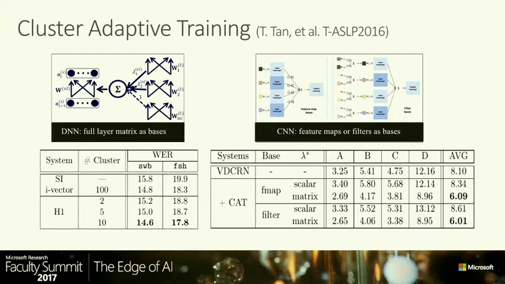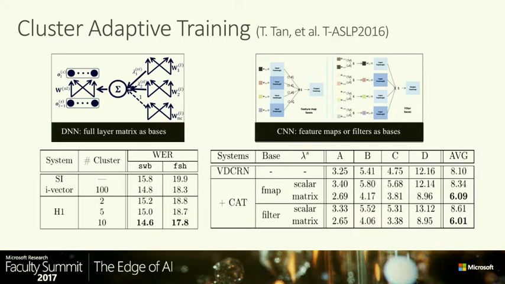In this method, multiple bases are formed to construct the canonical parametric space. For example, we can use layer weight matrices as the basis in DNN, and feature maps or filters as basis in CNN. During adaptation, we only need to estimate the interpolation vectors to combine the different bases to form the final adapted model. Since we only need to predict and update the interpolation vector, the number of parameters is much smaller than the existing DNN-based adaptation method.